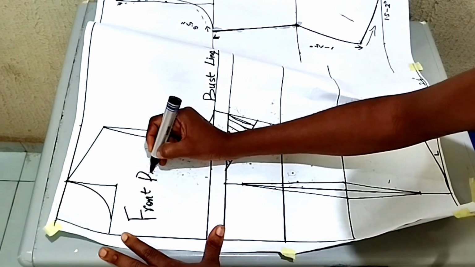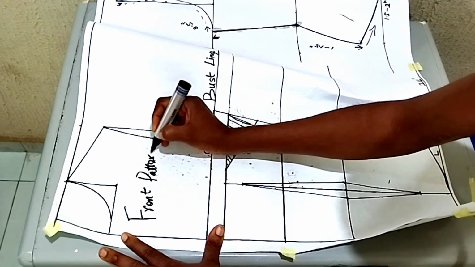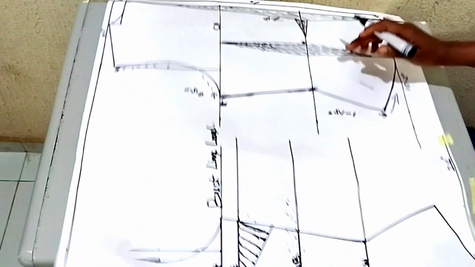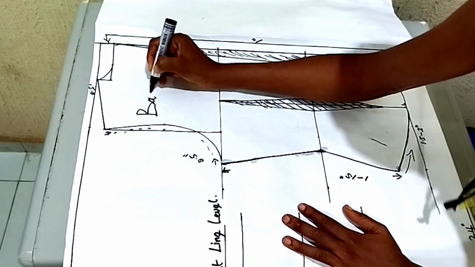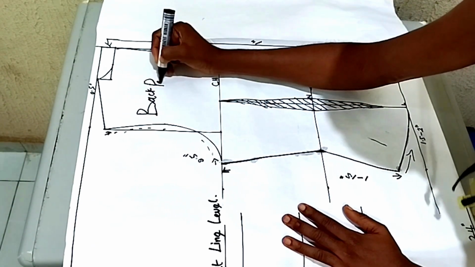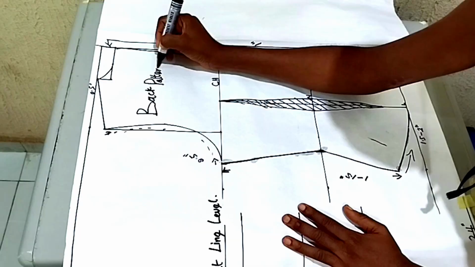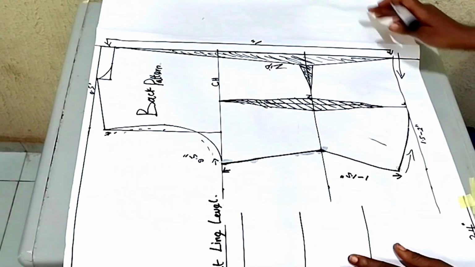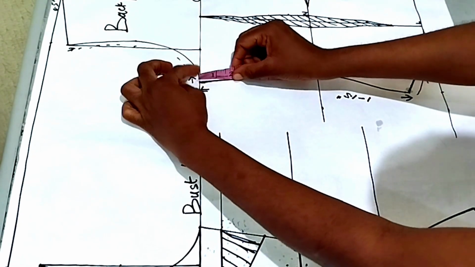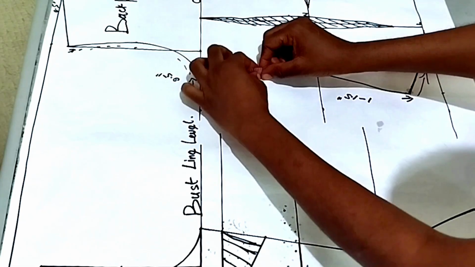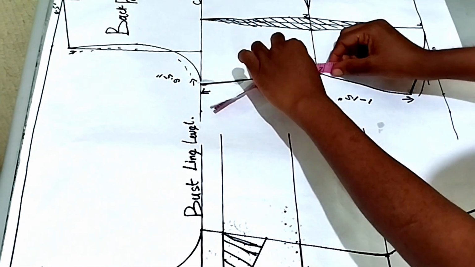This is the front pattern. As you can see, this is the front pattern. Then this is the back pattern. If you look, you see that there is a difference in the both patterns. The back has zip, while the front has the bust.